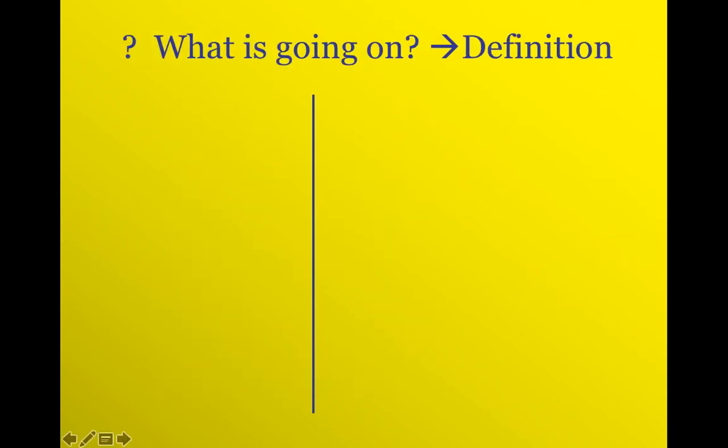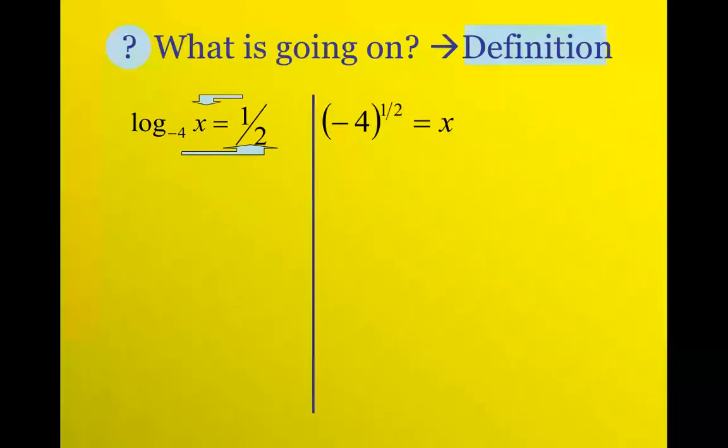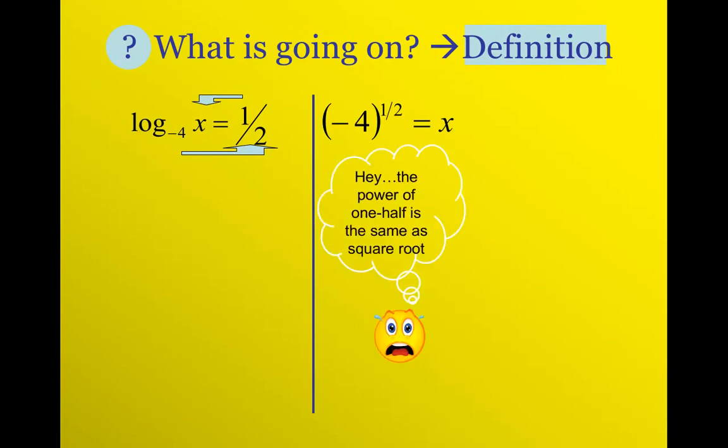So we kind of looked at these, but I just want to look a little bit closer at what's happening with the definitions. So here we have a negative base. What happens when we have that negative base? The exponent that turns negative 4 into x is 1/2. So negative 4 to the 1/2 power is x. That's the same thing as taking the square root. Well, what's the square root of negative 4? That's an imaginary number, which stops us. So this is not possible. Your base must be greater than 0.